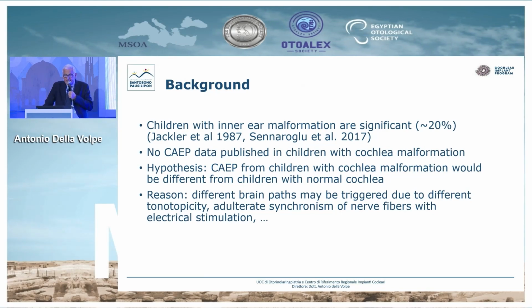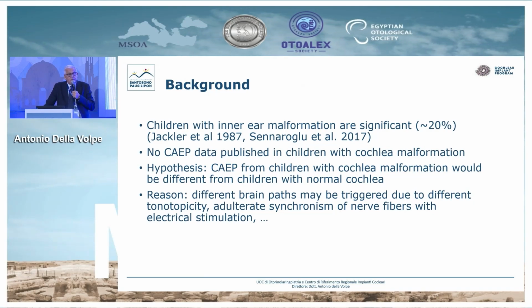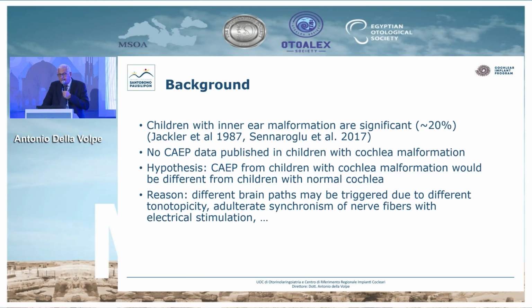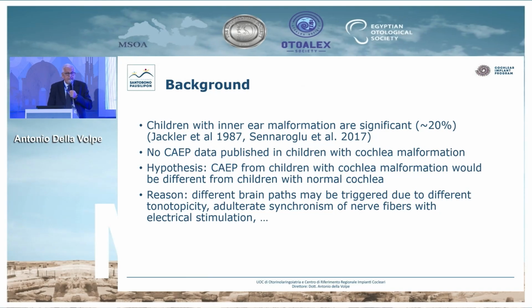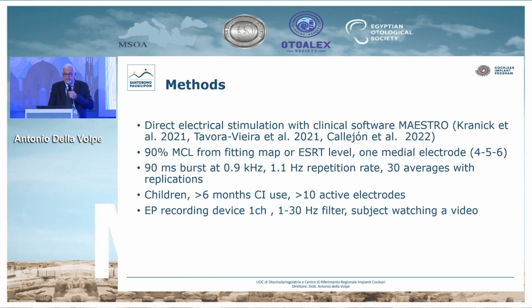The hypothesis is that the cortical potential from children with cochlear malformation would be different from children with a normal cochlea. The reason is that a different brain pathway may be triggered due to different tonotopicity and altered synchronism of nerve fibers with electrical stimulation. This is the hypothesis of the study.